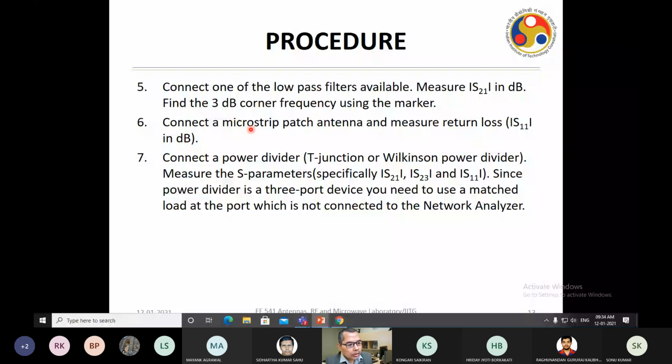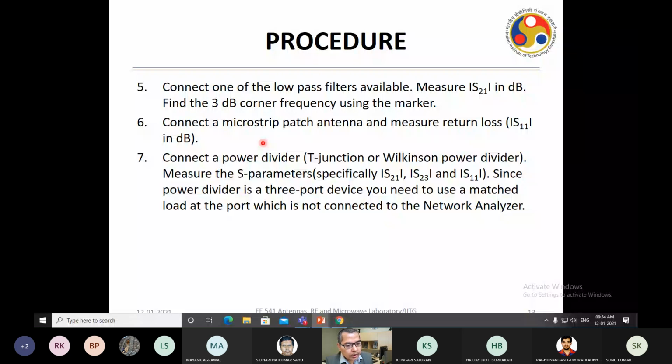Okay, one major thing here is that an antenna is a single-port device, and a filter is a 2-port device. So here, how many ports do we have? We have only 2 ports. So we can easily measure an antenna because an antenna is a single-port device. We can also easily measure a filter.